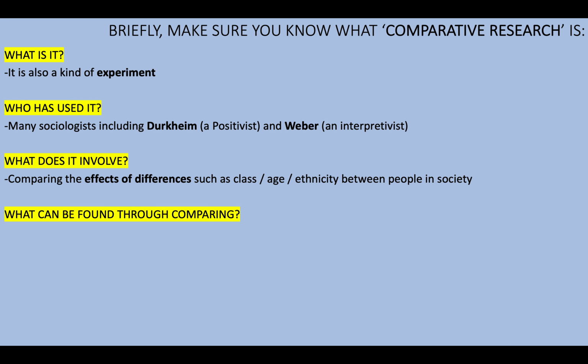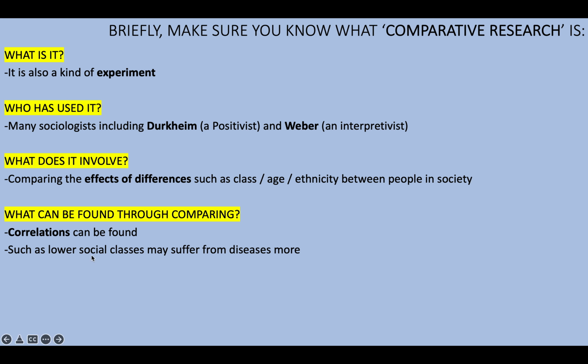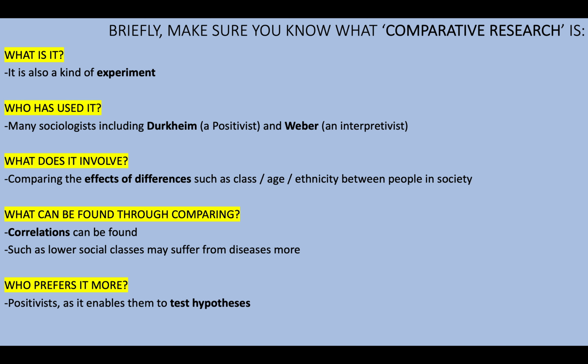So what can we find through comparing? We can make correlations. I've got an example for you here. Someone in a lower social class might suffer from more diseases. So there's a correlation between social class and diseases, for instance. Okay, so who prefers it more? Positivists, again, because it lets them test hypotheses. Okay, so they can then determine what are known as causal relationships. So A causes B to happen. Okay.